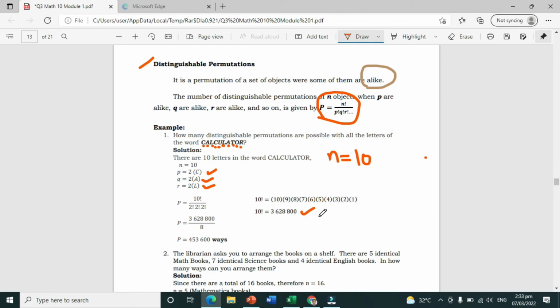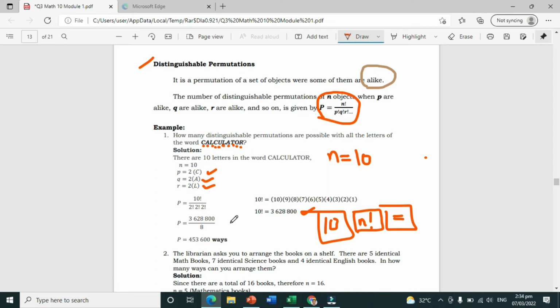3,628,800. If you have a calculator, you press 10. Then you press n factorial, x factorial or factorial, just look for it on your calculator. And then the equal sign. So, all in all, this is 3,628,800. Then, 2 factorial is 2, right? 2 times 1 is 2. 2 times 1 is 2. 2 times 1 is 2. So, 2 times 2 times 2 is equal to 8.